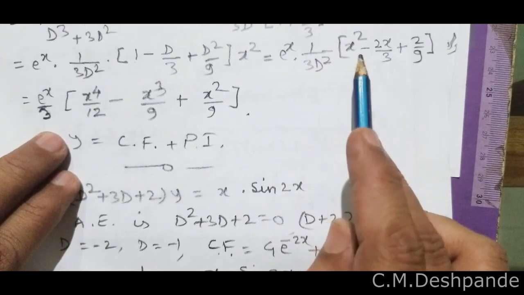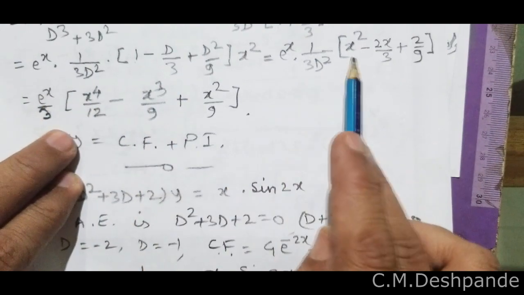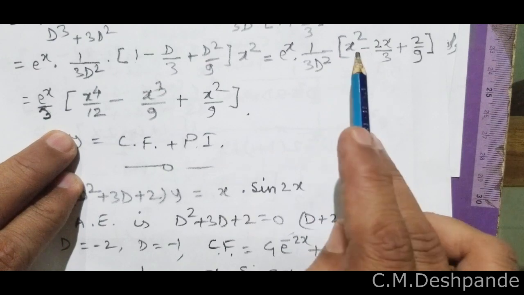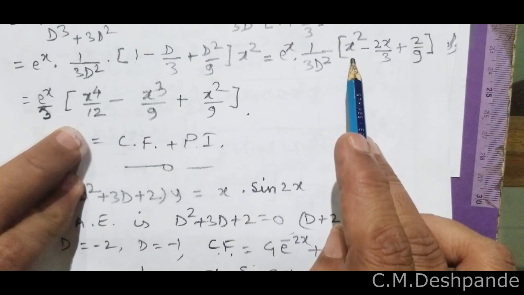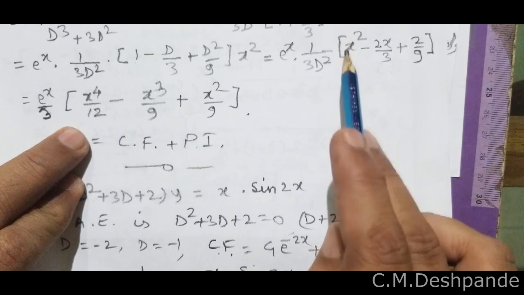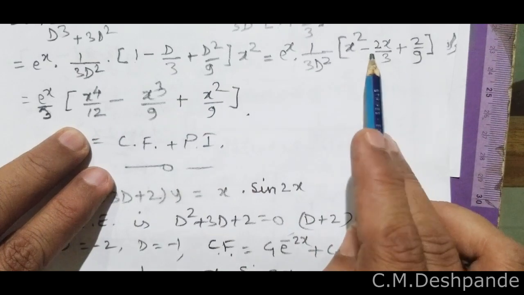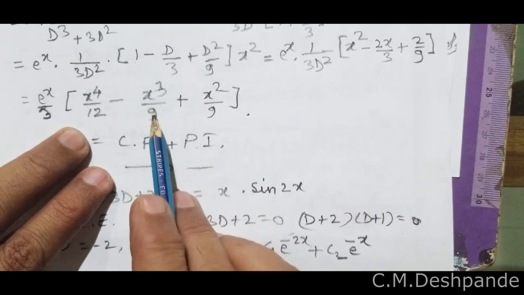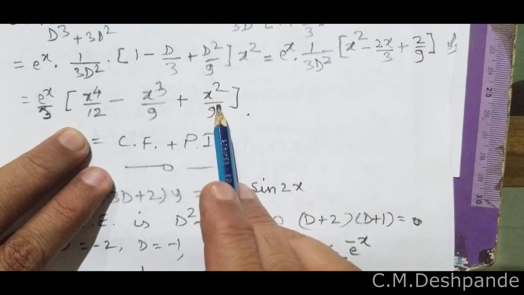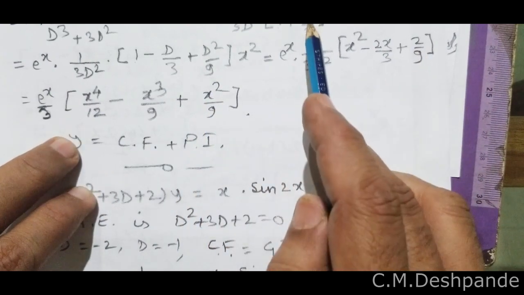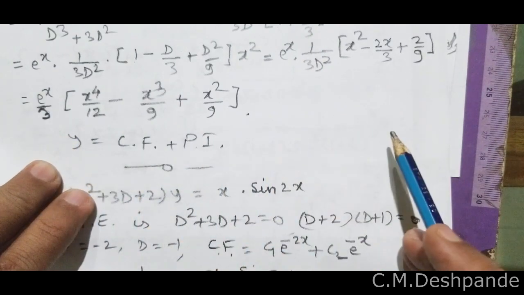So integrate 2 times all these terms, e raised to x upon 3 as it is, and all terms integrated 2 times. Integration of x square is x cube by 3, and one more integration gives x to the 4 by 4. Total becomes x to the 4 by 12. Similarly, double integration of 2x by 3 is x cube by 9, and double integration of 2 by 9 is x square by 9. Now this complementary function plus PI will be the solution of the differential equation.